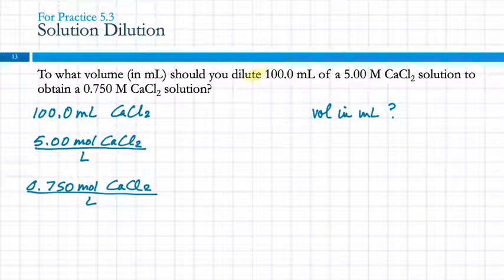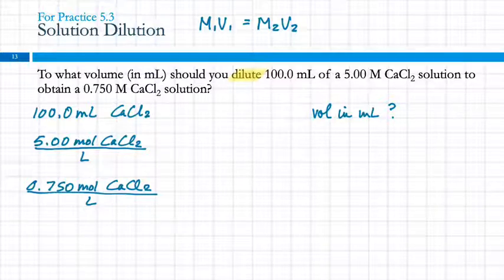Oftentimes, these problems actually have the word dilute in them, and that is your clue that you can do this with the dilution equation, M1V1 equals M2V2. Now, could you do this using dimensional analysis? Yes, you could. But this is a situation where most students find it easier to use the equation. So let's identify what these different things are.